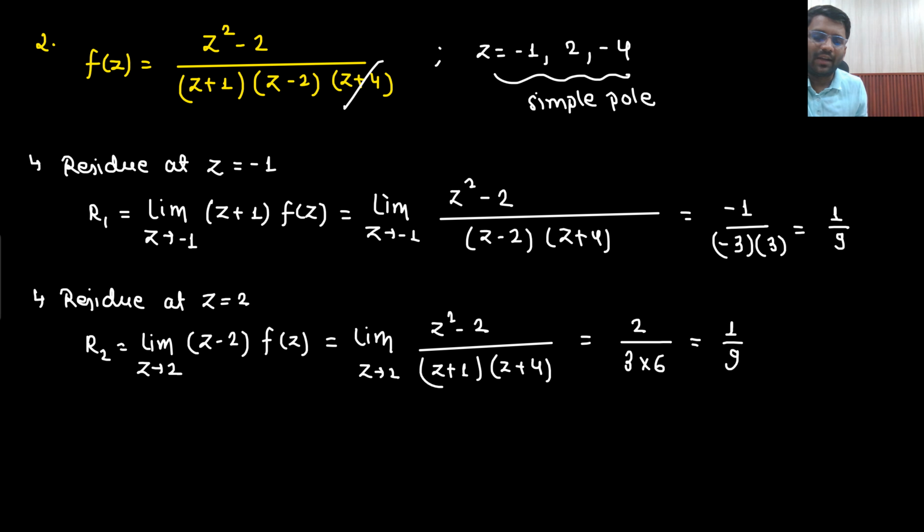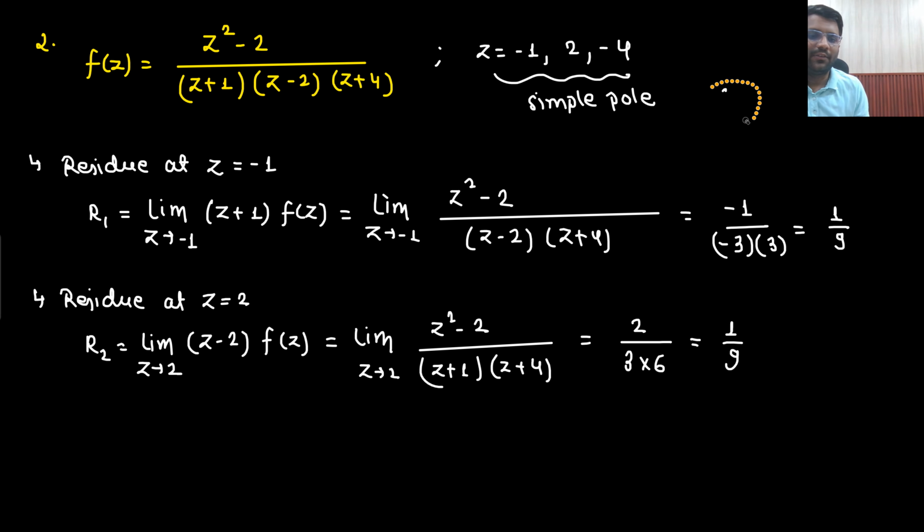So remove this and put z equals -4. z equals -4. So 16 minus 2, sir, will be 14. What am I putting? z equals -4 here. So sir, this will become -3 and -6. So what am I getting, sir? 14 by 18. That would be nothing but 7 by 9. That's it. This is how you can do it.